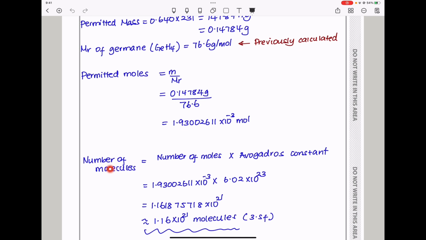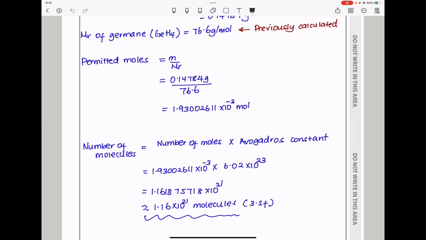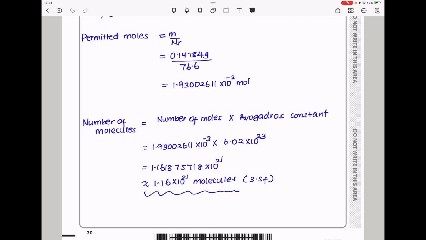So we know the number of molecules is going to be the number of moles times Avogadro's constant, and this times 6.02 times 10 power 23, it gave me 1.161875718 times 10 power 21, and rounding off to 3 significant figures, but in standard form, I got 1.16 times 10 power 21 molecules to 3 significant figures.